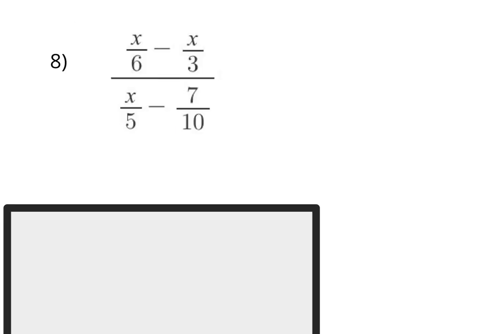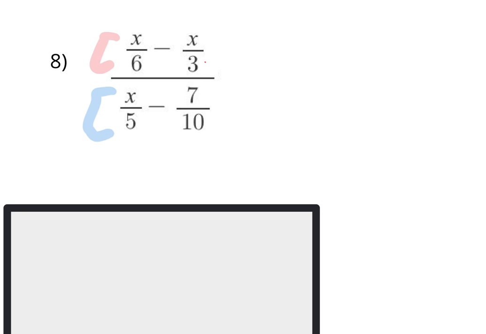This next guy here, x over 6 minus x over 3, all over x over 5 minus 7 over 10. Numerator, denominator, both have stuff going on, and both cannot just be subtracted as they are, right? So we got to get the denominators to be the same. So let's look at the numerator first. How can we make these guys the same?